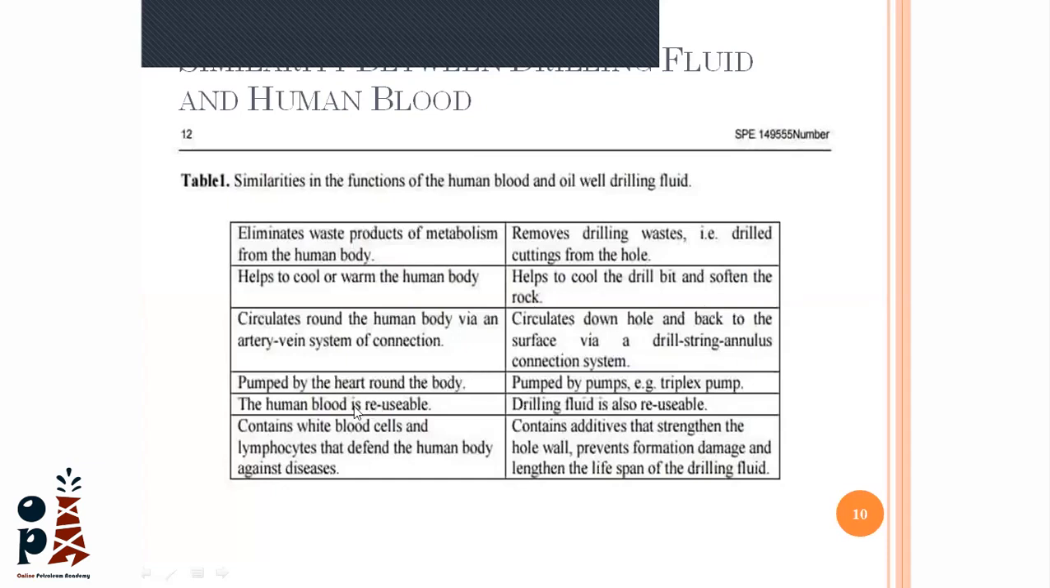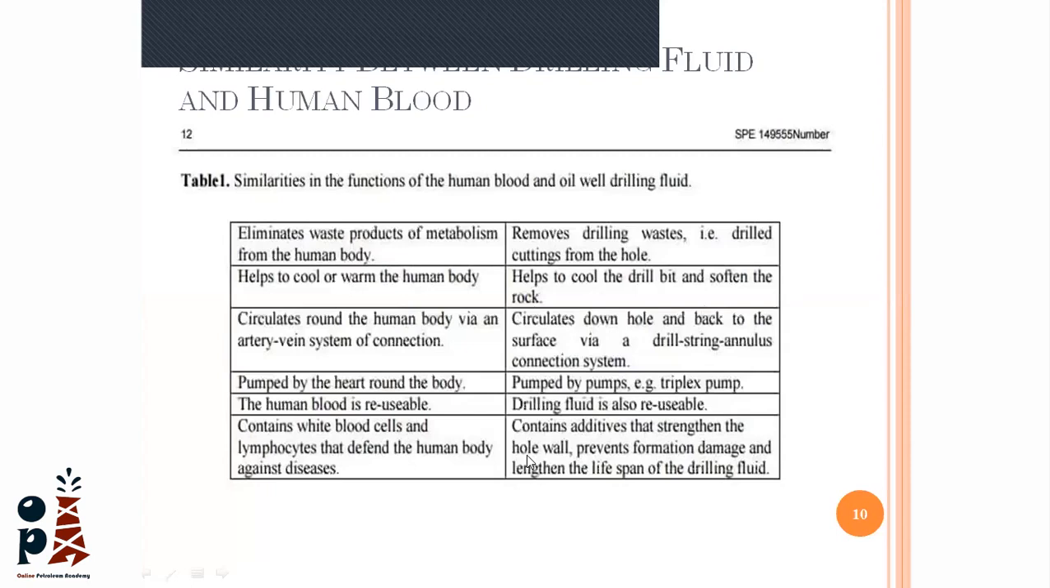Also, the human blood is reusable. As we said, the blood is cleaned of its waste using the elimination organs, then it is reusable again. Our drilling fluid is the same. We clean it from the cuttings using solid control equipment, and it is reusable again.